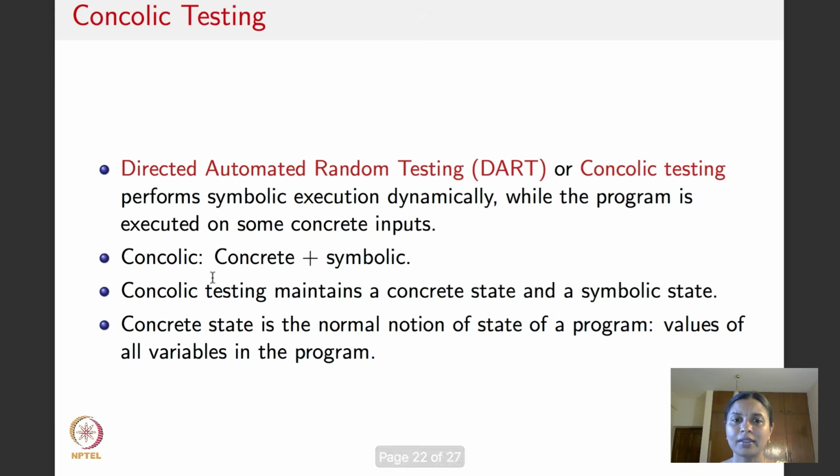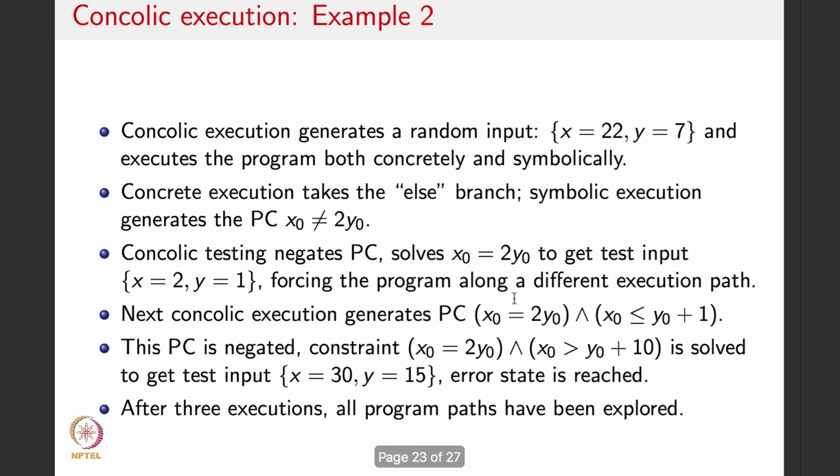Concolic testing keeps concrete state, as I just told you, which means it keeps concrete values, actual values, and it will keep a symbolic state. It will keep the symbolic values and the expressions. Why does it keep both? The difference will be obvious very soon. By keeping track of both, it has the convenience of moving back and forth. So that's what it does.